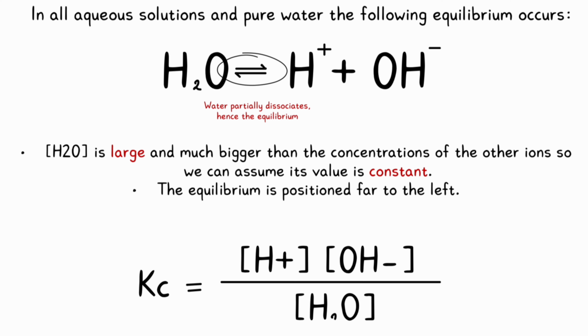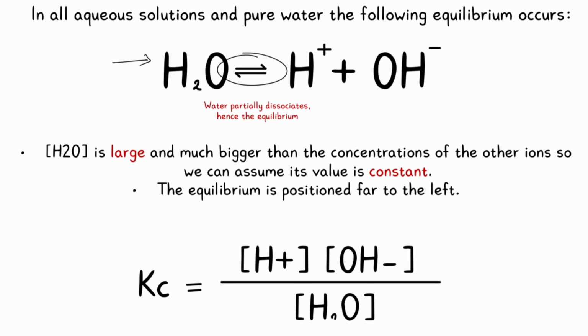Now, one thing to note that's really important, which is another really common exam question, is the fact that the water concentration is very large during this equilibrium. It's much bigger than the concentration of the other ions, so normally we can assume it's constant. Even if there is a change, it's pretty much negligible. It's constant. Also, the equilibrium is positioned very, very far to the left. When we say far to the left, it's positioned right here, favoring the concentration of water, again contributing to the fact that it's super large.